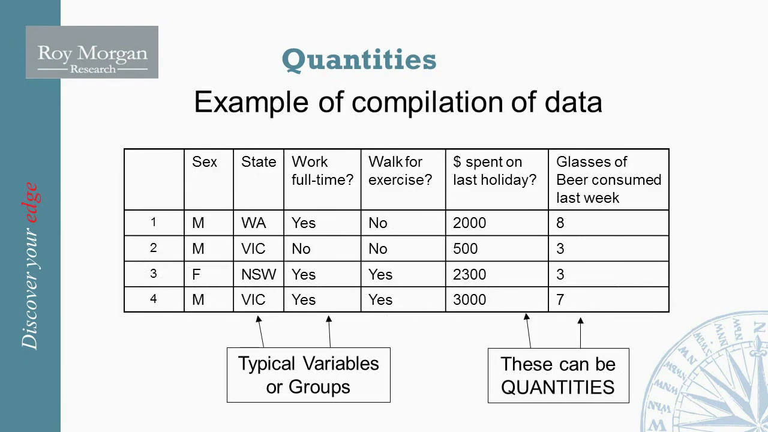So this is an example of compilation of data. We have our regular types of questions: what sex, what state, do you work full-time, do you walk for exercise, and these would be your typical variables or groups within the database. When you have questions such as dollars spent on last holiday or how many glasses of beer did you consume last week, these types of items can be specified as quantities within the database.